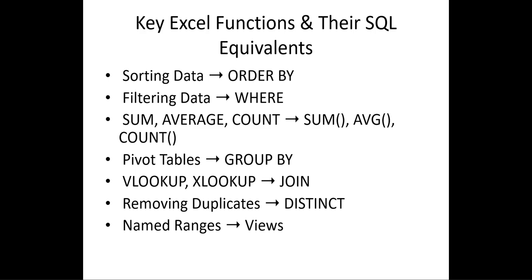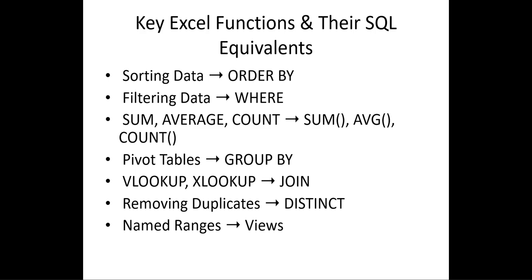All right, same thing that we just talked about, maybe another view of the same thing. So what are those key Excel functions and their SQL equivalents? It's pretty much the same as what we just discussed, but with a few more details. If you sort data in Microsoft Excel, you would use the order by clause. If you're filtering data in Excel, you will use the where clause. Aggregations like sum, average, count, believe it or not, are the same functions even in SQL. For pivot tables, you can use group by for aggregation.